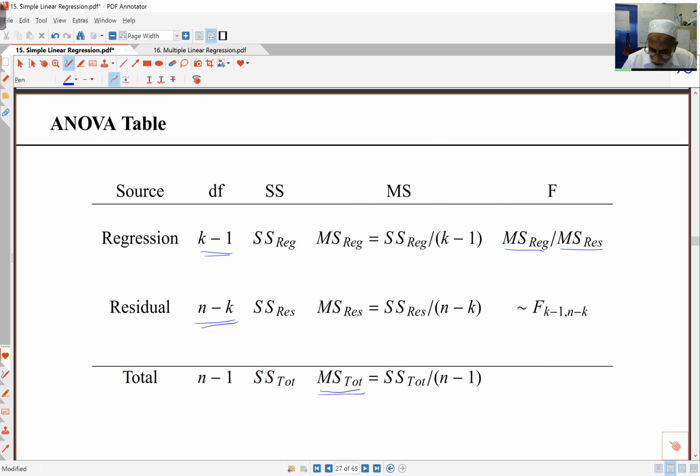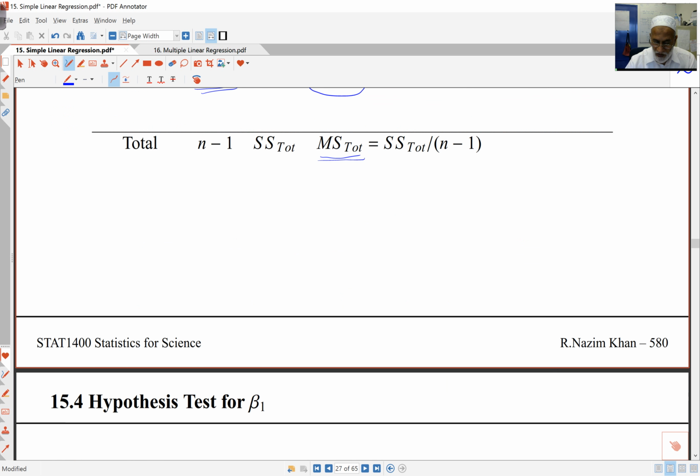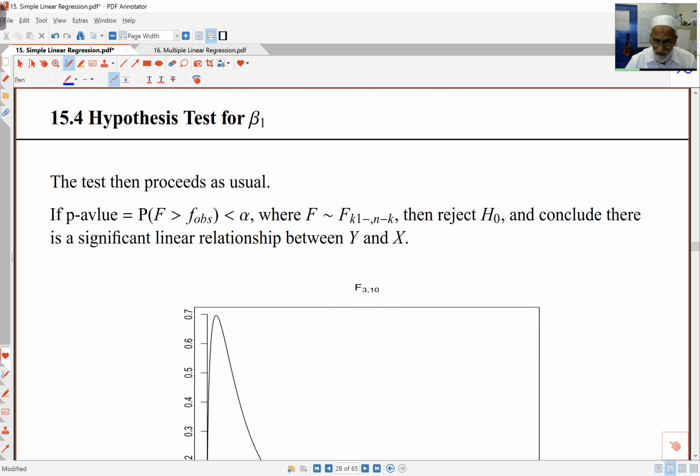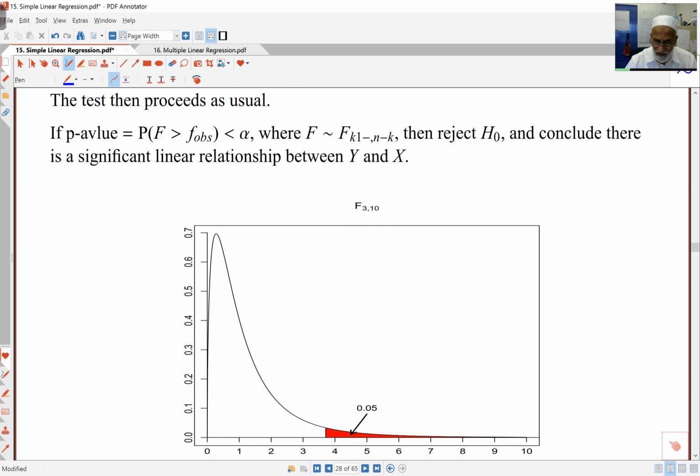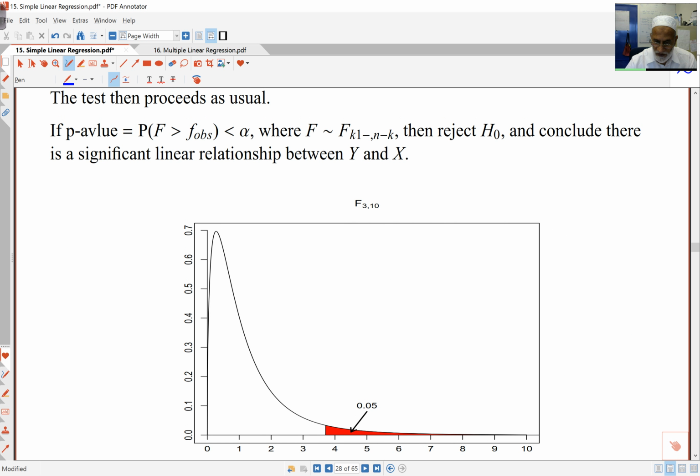Just reminding you that previously in the ANOVA situation, we used this as our estimate of variance. Here we have a variance sigma squared as well, and it works out to be exactly the same situation. The mean sum of squares of residuals is our estimate of variance in this case. We'll see that afterwards. Now, for the hypothesis test for beta 1, the F distribution looks a bit like the chi-square distribution. All we do is work out the p-value, the probability that F is bigger than the observed value. If that's less than alpha, we reject H0, otherwise we won't.